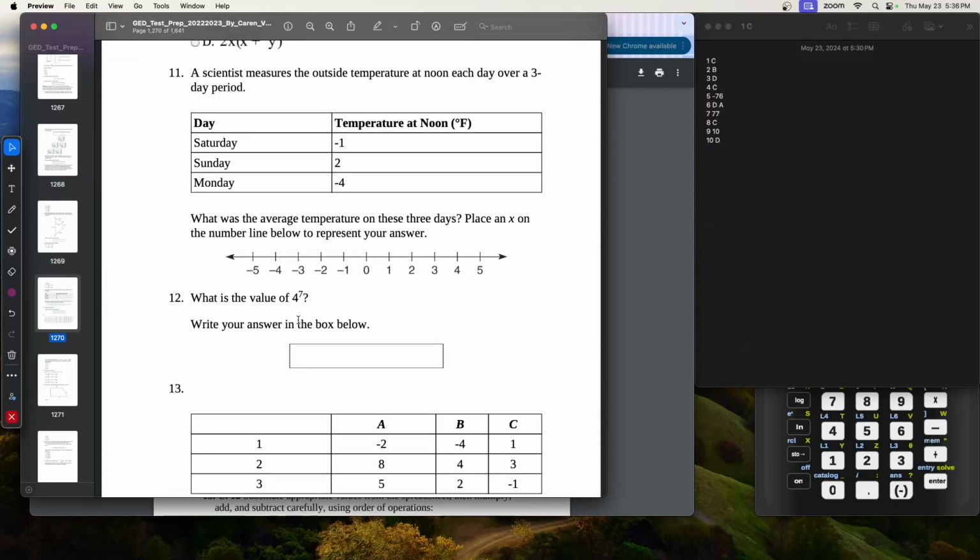Maybe I want to have you guys try 11. A scientist measures the outside temperature at noon each day over a 3-day period. Pretty cold. What was the average temperature on these 3 days? Place it on the number line. You go ahead and calculate the average temperature over these 3 days. Hopefully you know how to calculate the average, right? If you don't, ask.